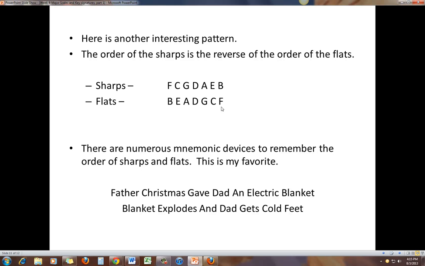There are numerous mnemonic devices which you can use to remember the order of the sharps and flats, and knowing this order is going to be very important and very useful. This is my favorite, which was given to me by a former student a number of years ago. Starting with sharps, going to flats: Father Christmas gave Dad an electric blanket, and blanket explodes and Dad gets cold feet. Kind of an amusing way to remember the order of sharps and then the order of the flats.